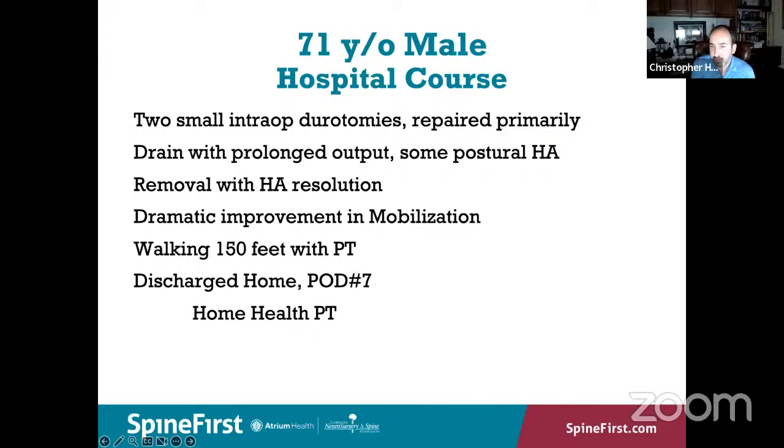He had a dramatic improvement with mobilization. This was somebody that was essentially bedbound and was walking with PT postoperatively. Before discharge, he was able to walk 150 feet with the physical therapist and was able to be discharged home on post-op day 7 with home health physical therapy.